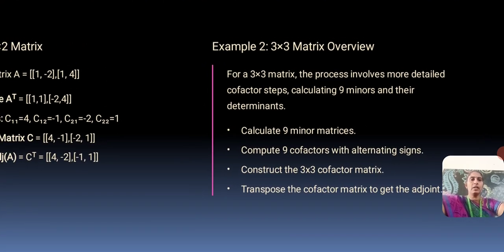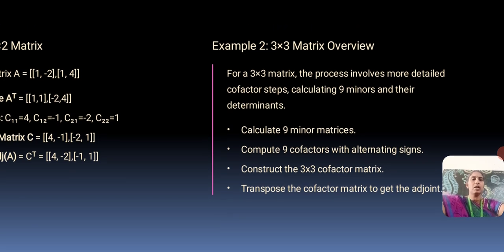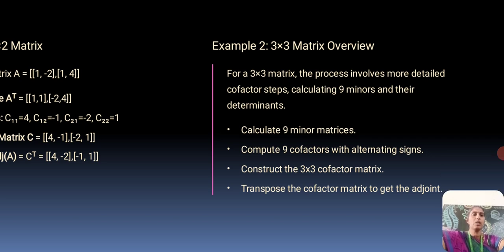For a 3 by 3 matrix, the procedure is to first calculate 9 minors, then 9 cofactors with alternating signs, then construct a 3 by 3 cofactor matrix. Finally, transpose the cofactor matrix to get the adjoint.